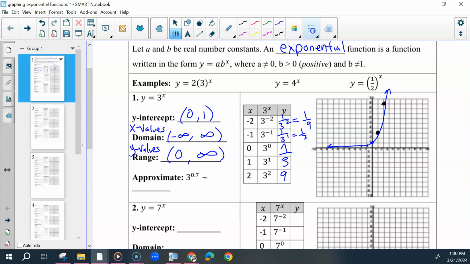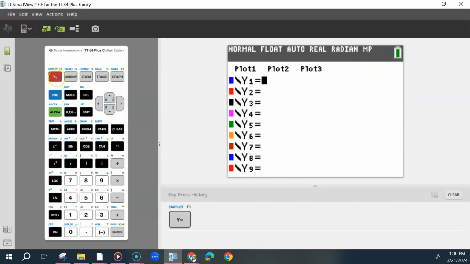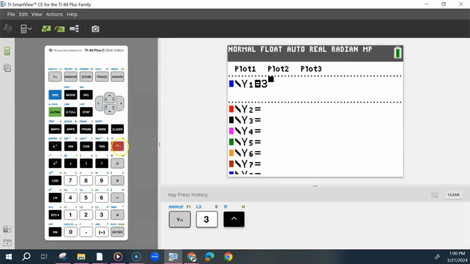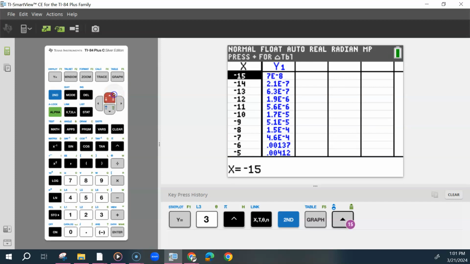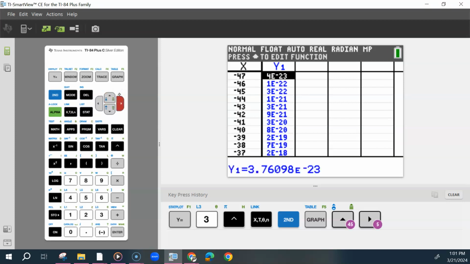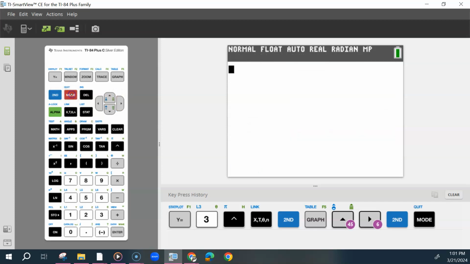So in the calculator really quickly, I'm going to put in y equals 3 to the x, and then I'm going to look at the table. And then I'm going to go backwards. And I see that these are really small decimals. It's getting really, really close to 0, but it's never actually saying just 0.